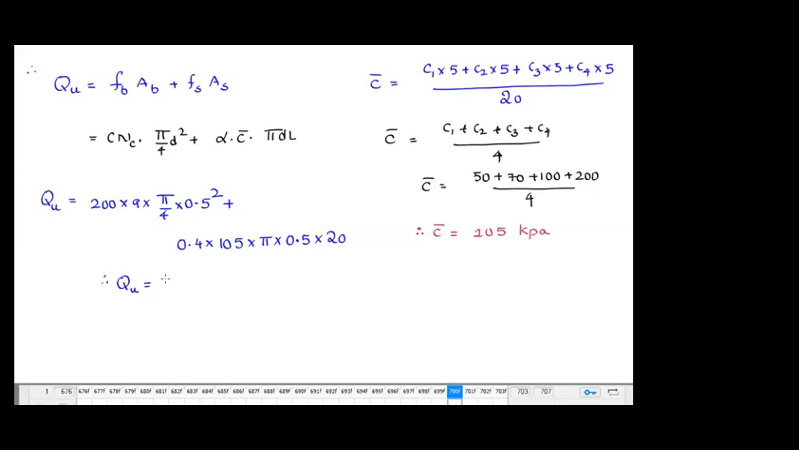So after solving, you'll be getting 1672.89, or in fact rounded to 2 decimals, 1672.90 kilonewtons. But what is safe? This is safe by 2.5, which comes as 669.16 kilonewtons. 669.16 kilonewtons. Okay, so this is a safe load.